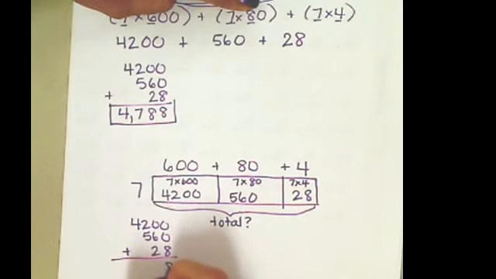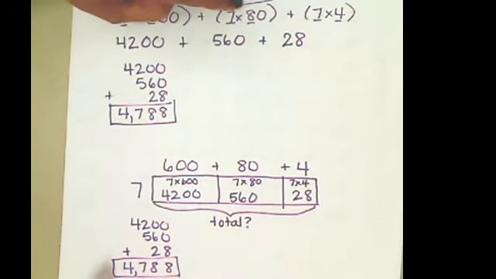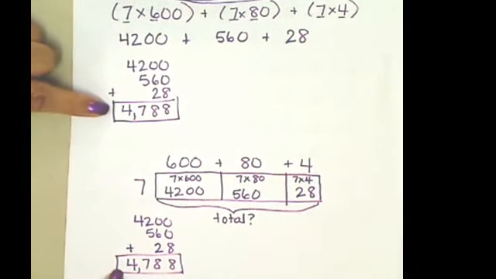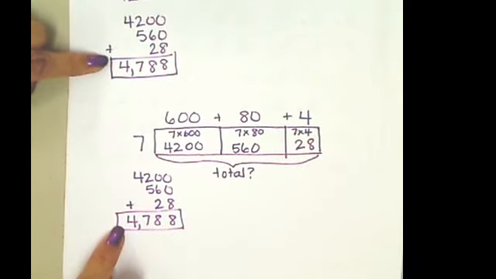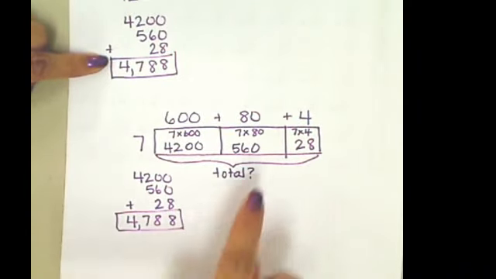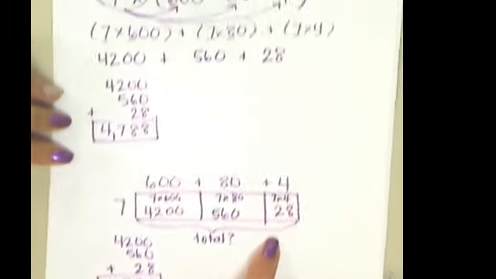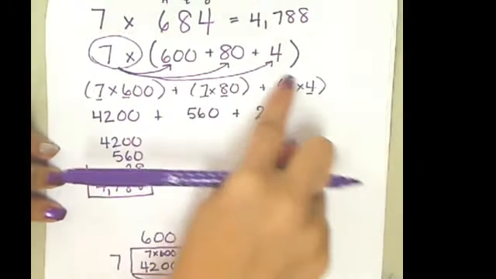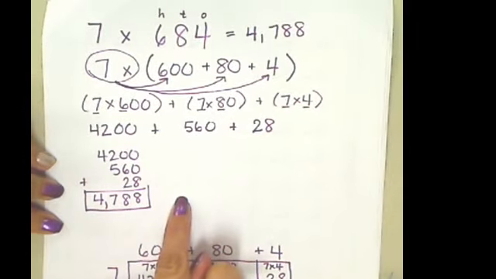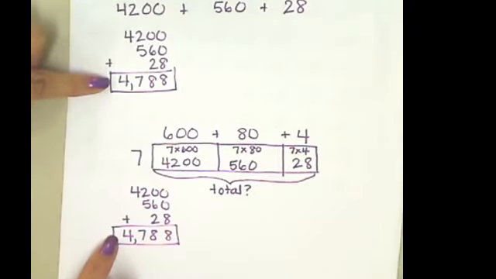Line up the place values. I got the same product that I got before. You see it? So you can use this method if it's easier for you to see, or you can use this method if it's easier for you to see. Either way, it will get you to the same product.